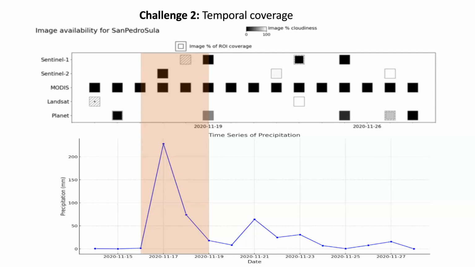And one thing that I want to mention about Planet is that they launched the SuperDove sensors in 2021. So the image availability has become much better after that. Also, they included more bands, because before 2021 they only had 4 bands, RGB and near-infrared. After that they have 8 bands. So that's a huge improvement.